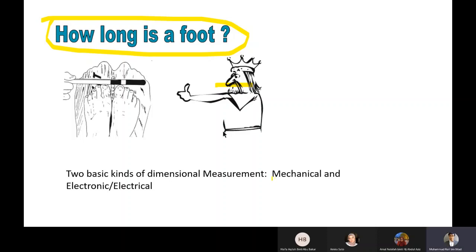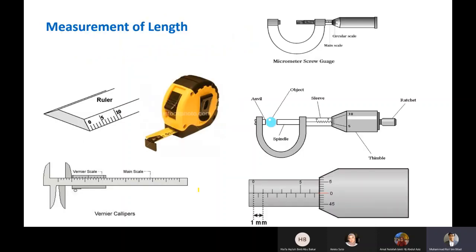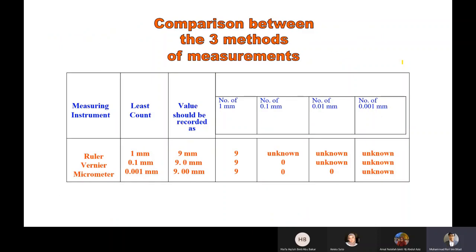In energy analysis, we have two types of measurements: mechanical, and electronic or electrical. The first is measurement of length. We have all of these tools: ruler, caliper, screw gauge. You have different types of tools because it really depends on the precision you want.